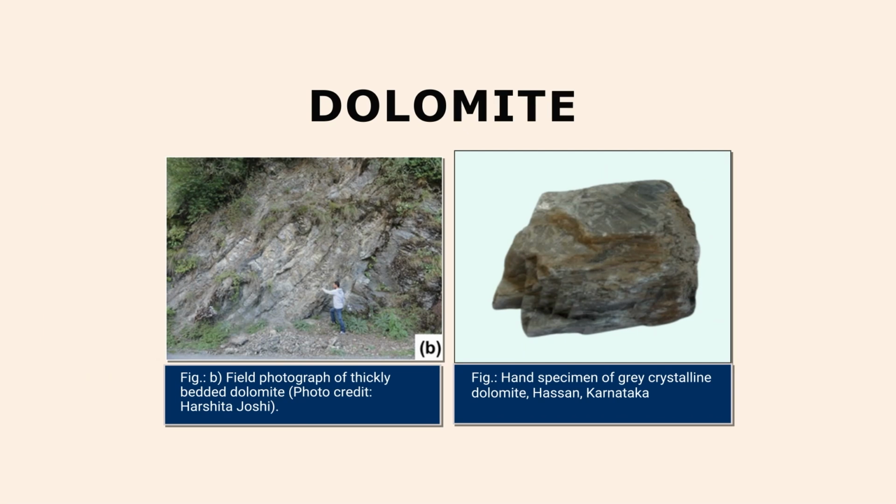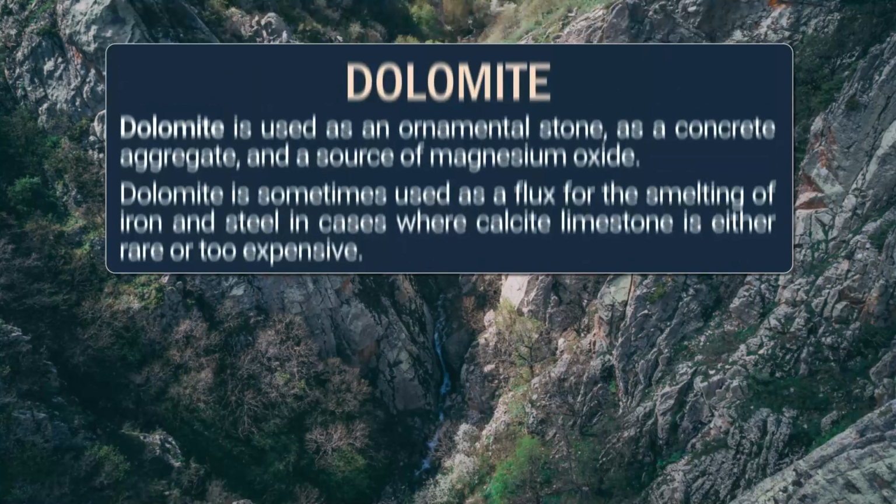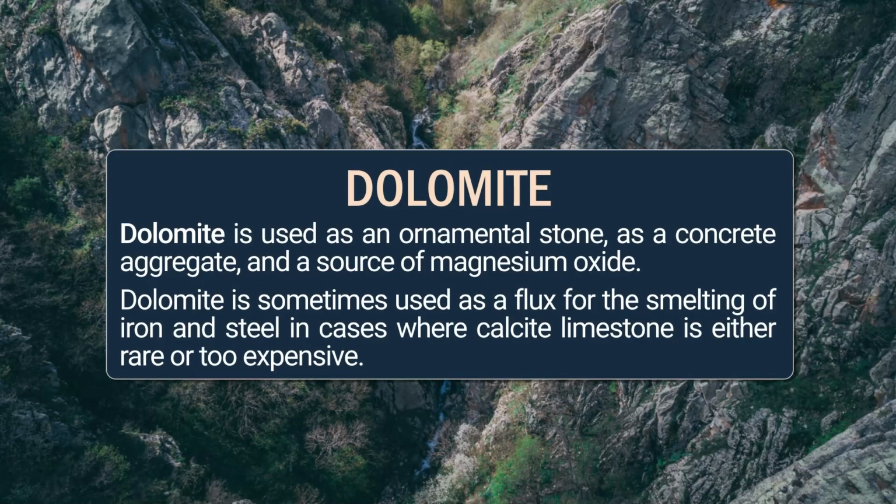Here you can see a hand specimen of grey crystalline dolomite, and in the other photograph you can see a field photograph of thickly bedded dolomite. So, dolomite is used as an ornamental stone, as a concrete aggregate and as a source of magnesium oxide.